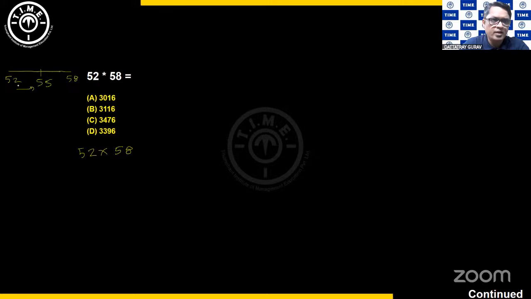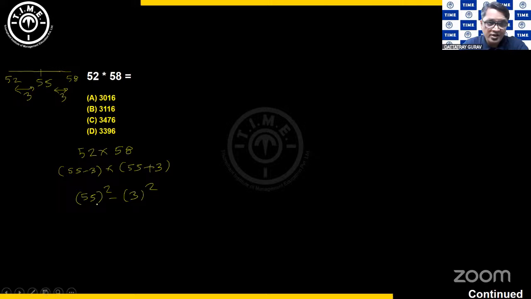So again, if you look at a gap of 3. The gap can be 3, 4, 5, 6, it doesn't matter. But take an equal gap. What is the first number I can write then? It will be 55 minus 3. The second number will be 55 plus 3. So this is nothing but 55 square minus 3 square.